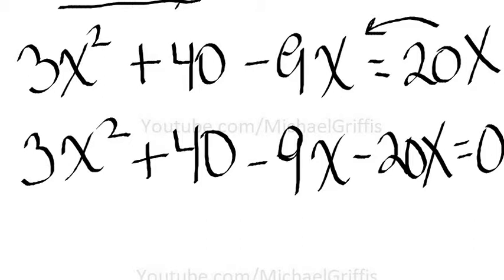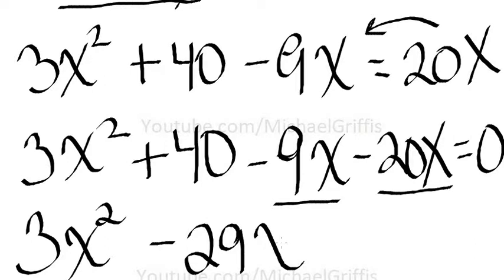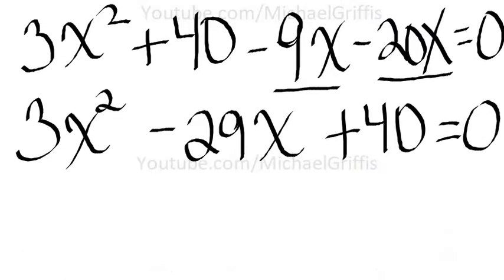Okay. Let's collect up our like terms. Well, we don't have anything that's like 3x squared. But what we do have is a couple of like terms here. We've got minus 9x minus 20x. That's going to make minus 29x. Is that right? 29x. Yeah. And because we want to write this in that standard form, we want to write it like that.